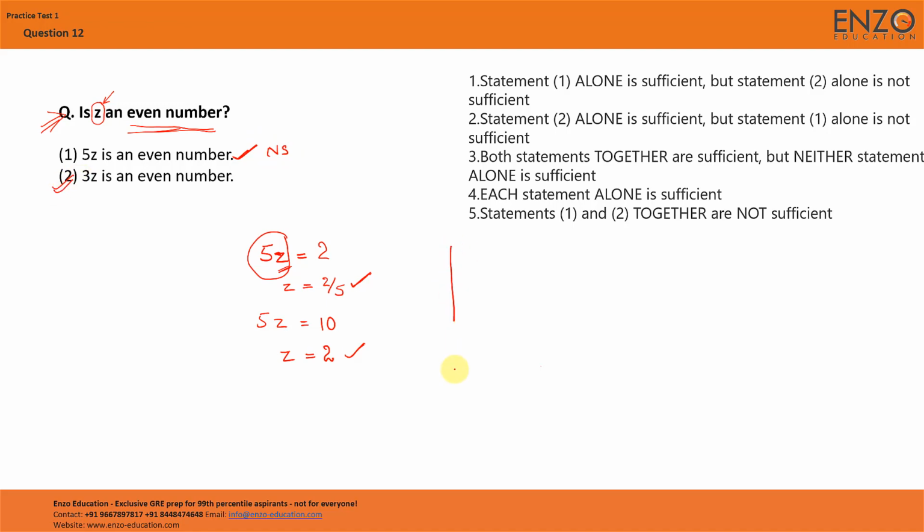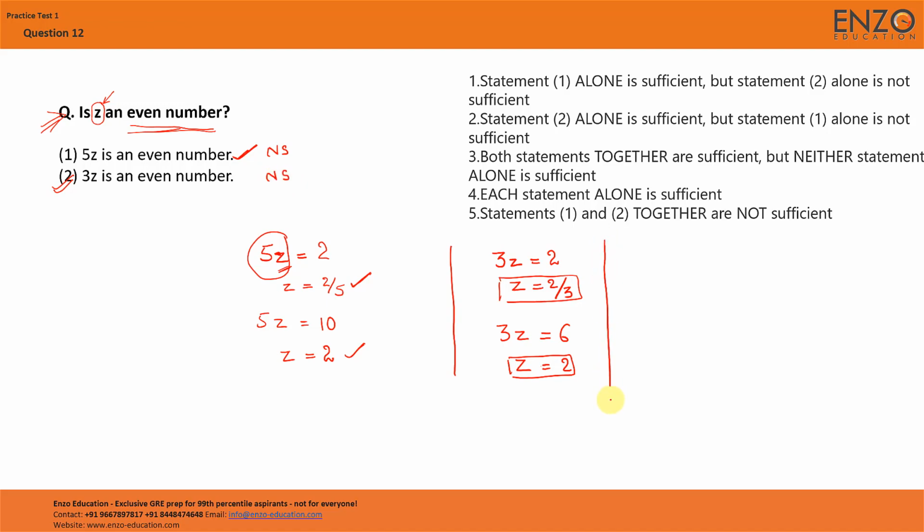The second statement says 3z is an even number. So again, the value of 3z can be equal to 2. Then the value of z would be 2 by 3. Again, you can take 3z as an even number, the value of 3z equal to 6 and the value of z equal to 2. In this case, z is an even number. In the other case, z is not an even number. So we are not sure whether the nature of z is an even number or not. So again, this equation, statement 2, is not sufficient.